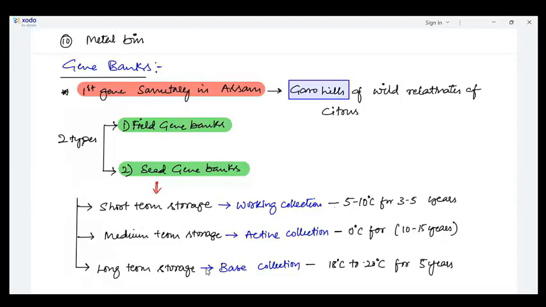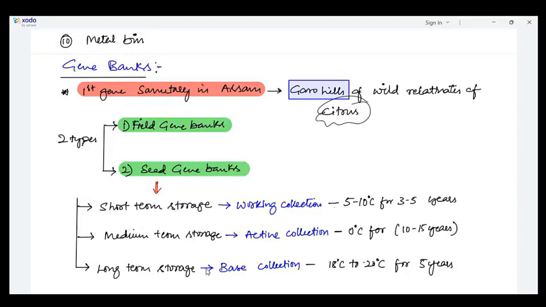Lastly, we have gene banks. The first gene sanctuary was started in Assam, which is Garo Hills, for wild relatives of citrus. This is particularly for citrus. If you just see the classification, there are two different types: one is field gene banks and the other is seed gene banks.